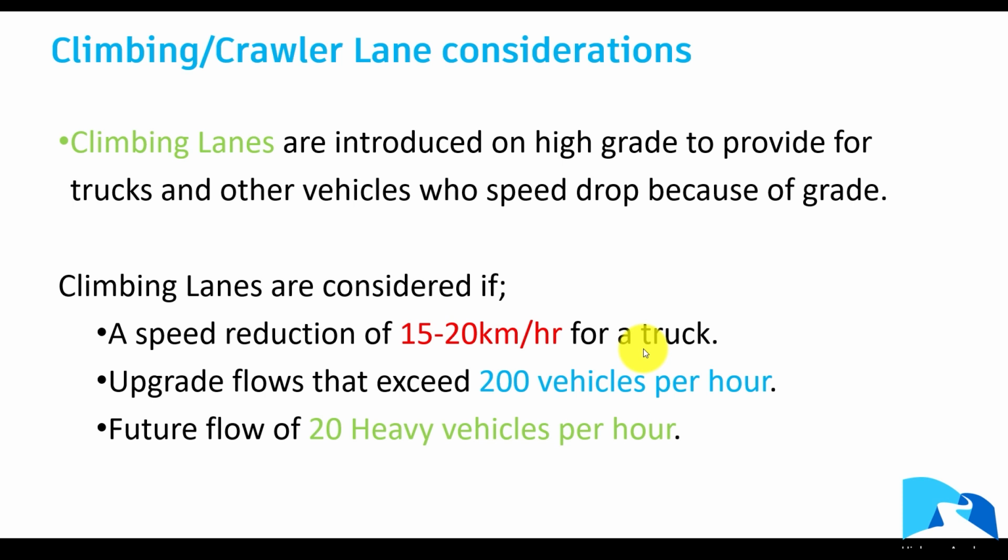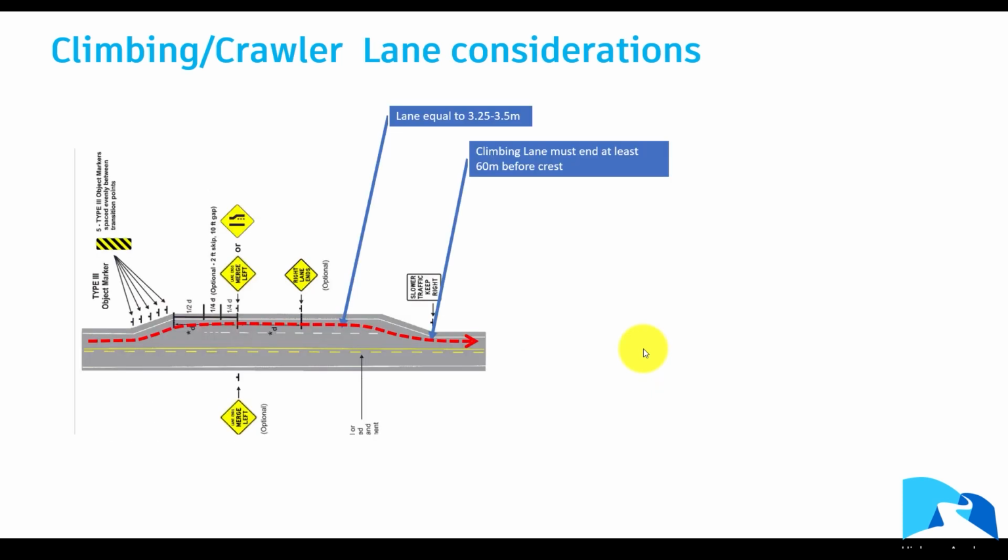One, if you find that the heavy vehicle flow exceeds 20 vehicles per hour, let's say in the future when you forecast, then there's a need for a climbing lane. And this can come to a given amount of vehicles per day; most of the manuals state these vehicles per day. But if your flow per hour exceeds 200 vehicles, and of that, in the future flow, there are 20 heavy vehicles per hour, then that's guaranteed. So if you have these three conditions, it's obvious you have to consider a climbing or crawler lane.